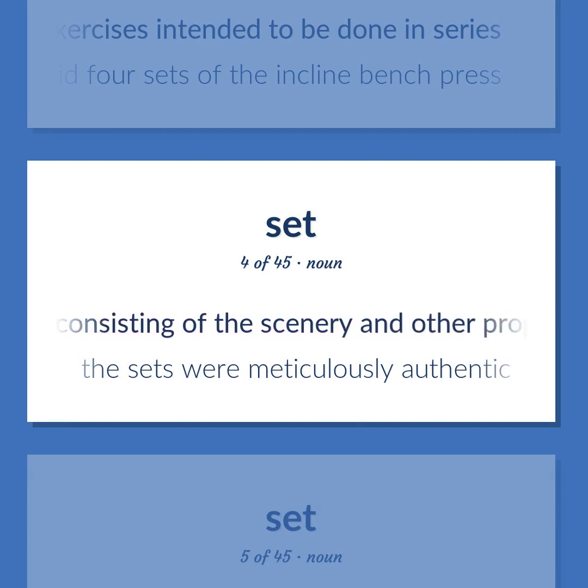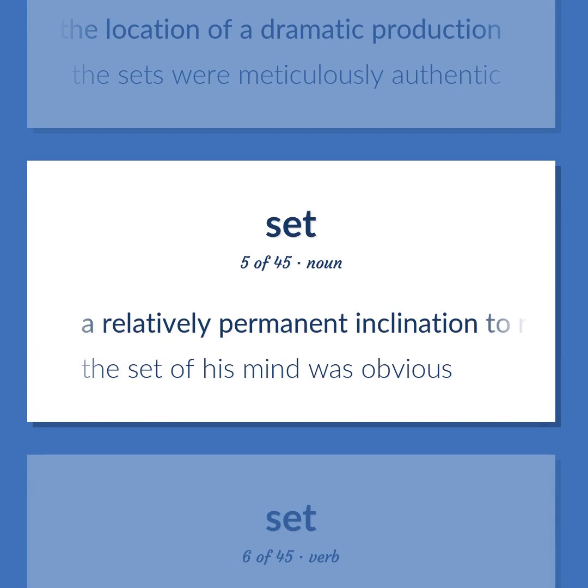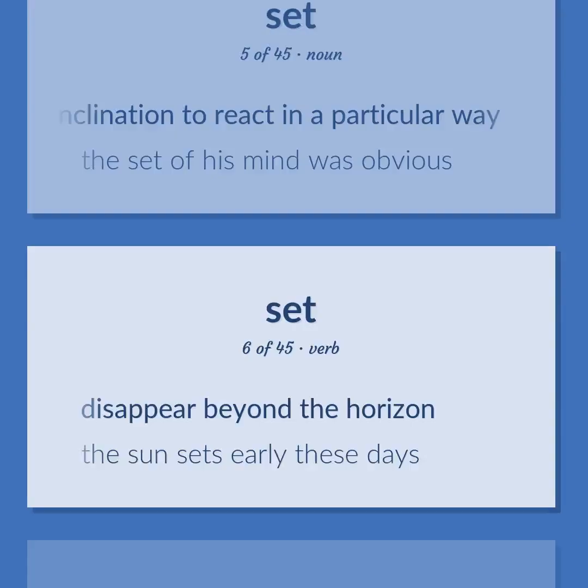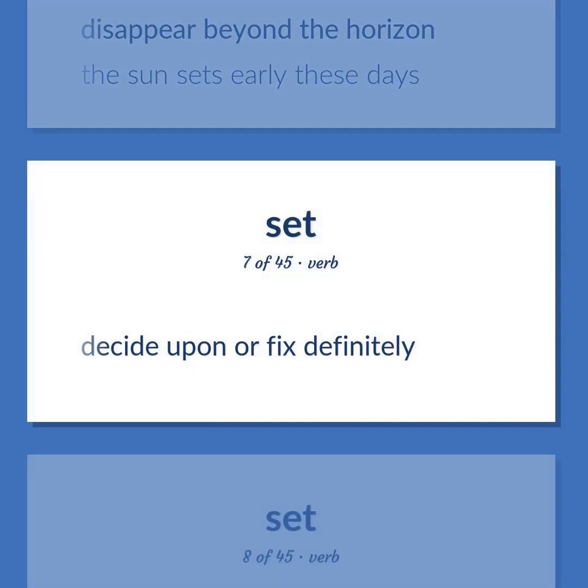A representation consisting of the scenery and other properties used to identify the location of a dramatic production. The sets were meticulously authentic. A relatively permanent inclination to react in a particular way. The set of his mind was obvious. Disappear beyond the horizon. The sun sets early these days. Decide upon or fix definitely.